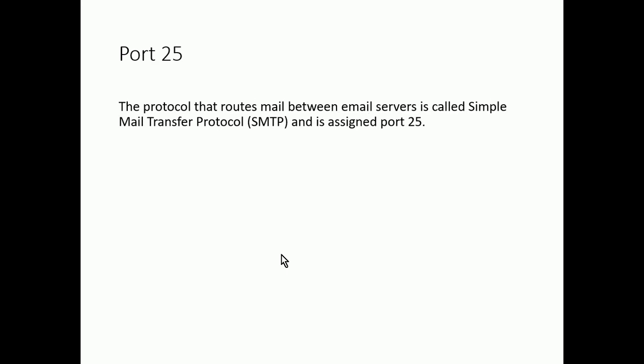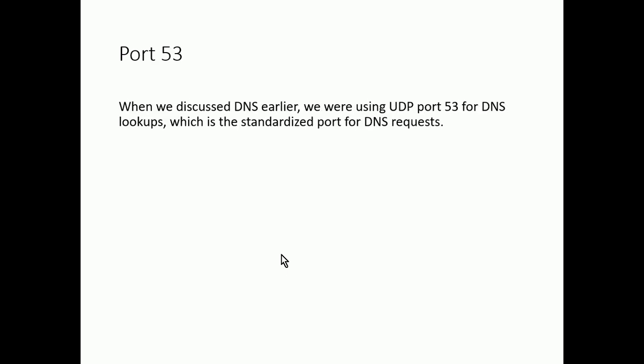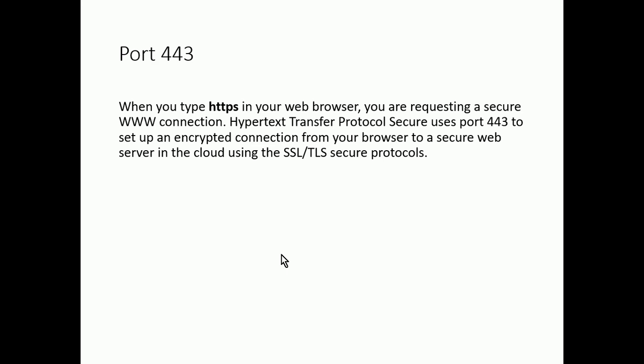Port 25 is SMTP, though it's not commonly used anymore. Most people use the encrypted variations of SMTP, but just to be aware of what that is. Port 53 is typically used for DNS. It can be TCP or UDP, but typically it is UDP for port 53. Port 443 is HTTPS, so it's a secure version of HTTP.